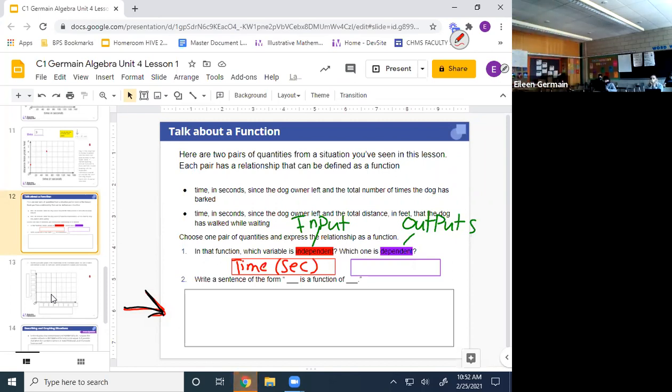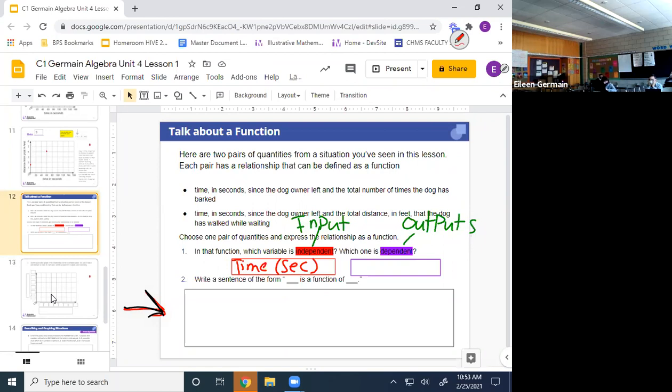And why did we say the time in seconds was going to be the independent, or the input, here? Because you're putting the seconds in to get the dog barks. Very good, because the number of barks, the total number of feet, depends on the time. The time doesn't depend on the number of barks or the total number of feet. What depends on what? The total distance depends on the time. Output depends on input. Very good.